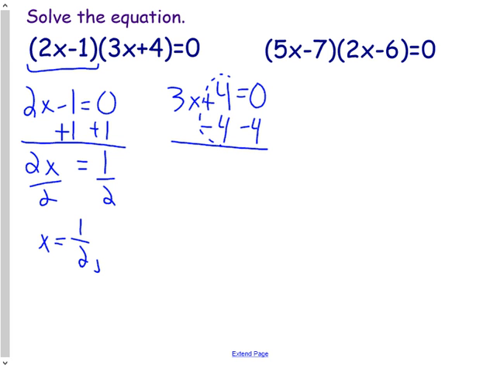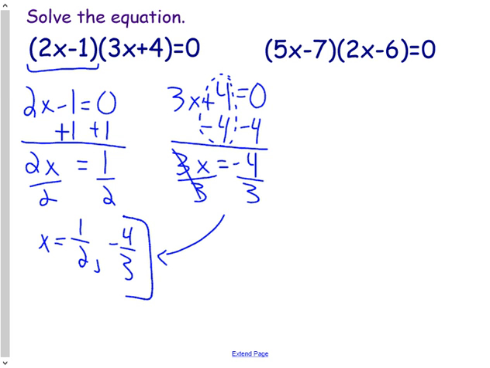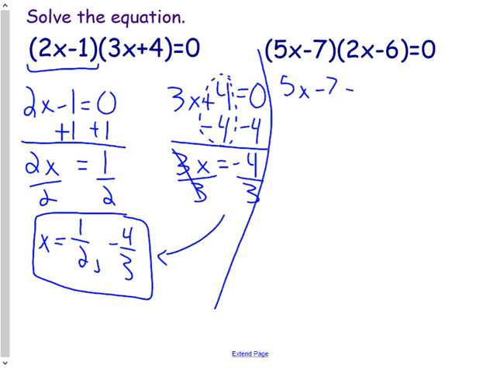3x equals minus 4. Divide by 3, because we want 1x. We get x is minus 4/3, and I'm going to rewrite that nicely over here so that my answer can be boxed. Next problem, 5x minus 7 times 2x minus 6 is 0, and I'm already writing each piece equals 0. That's the process: set them equal to 0.